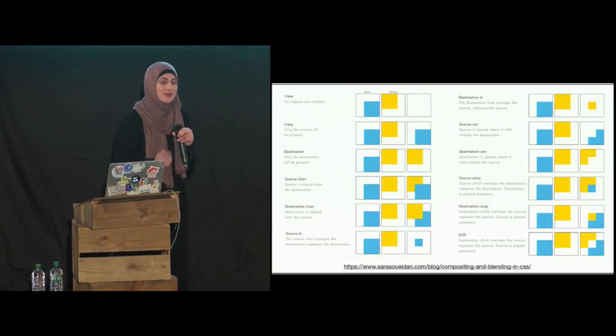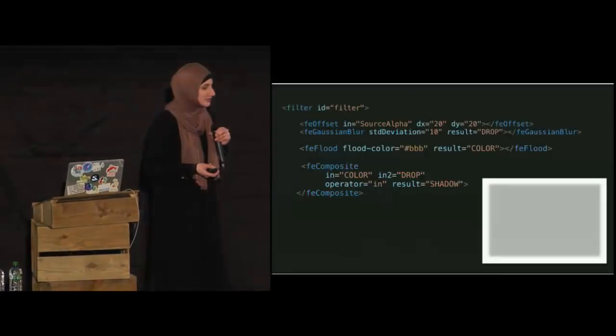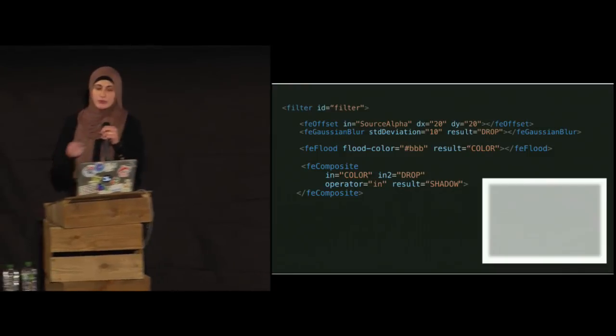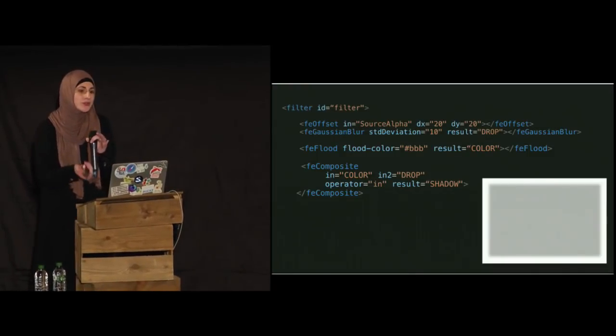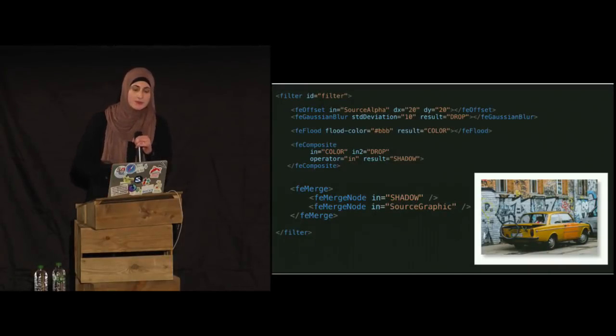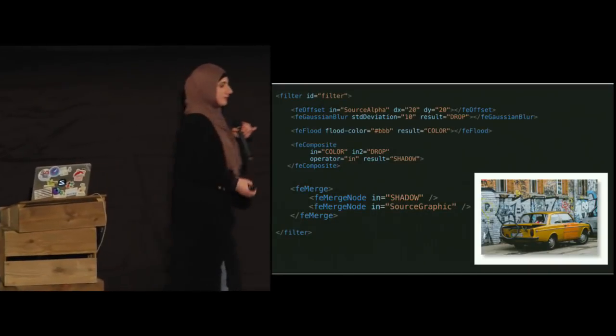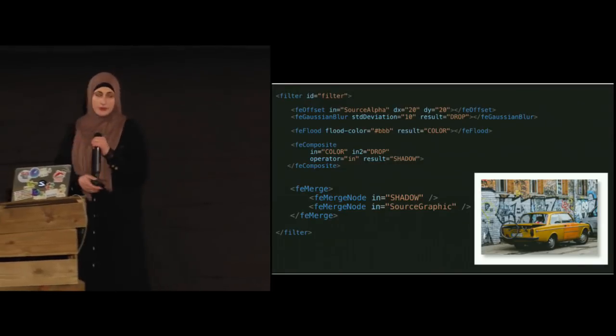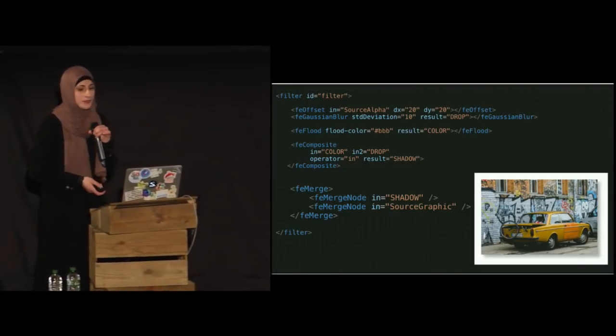So at this point, the only thing that is visible on the page is this here. We have a rectangle, we have it blurred, and we have it colored, so we have the drop shadow, but we don't have the image. How do you combine them? Using merge. So you get the shadow, you put that in a merge node, and then you put the source graphic on top, and you end up with this very small effect.